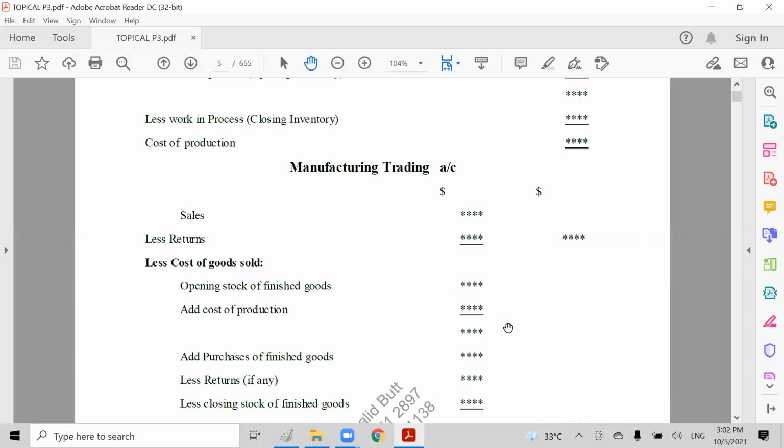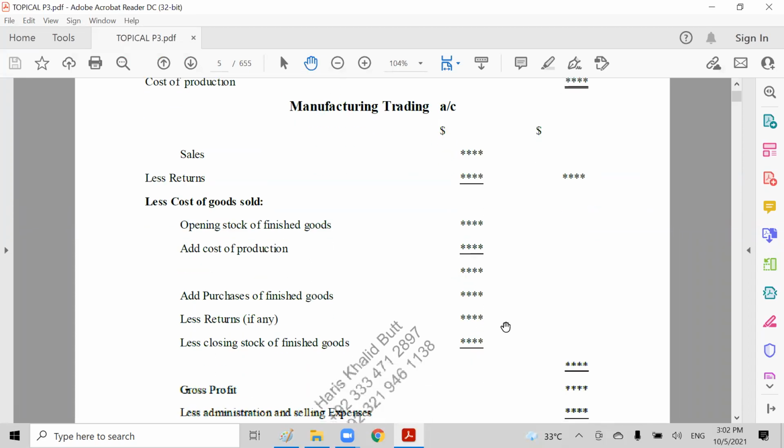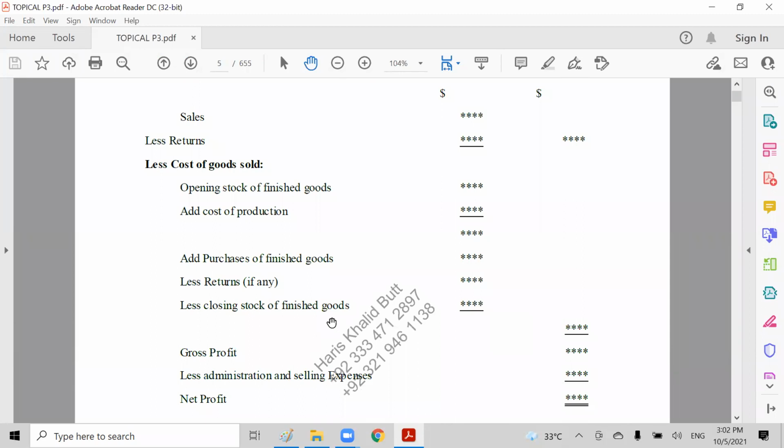I will add this in cost of production. Then I will add purchase of finished goods, less return if any, and I will subtract closing inventory of finished goods to get the cost of sales. Then I will get gross profit, less expenses, admin and selling. Then I will get the net profit. Now your question arises, sir, what is purchase of finished goods?